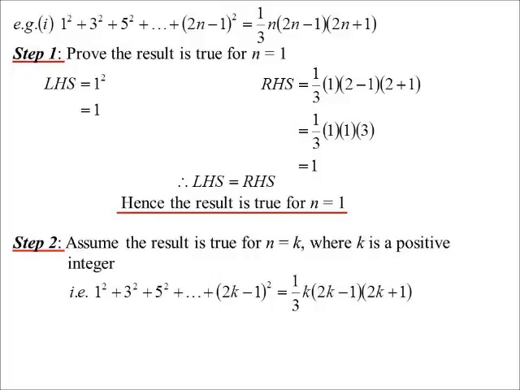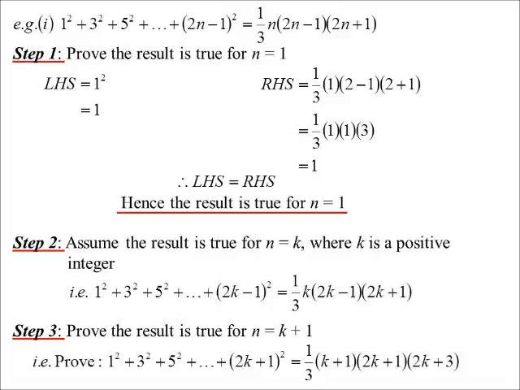So now I want to prove it's true for k plus 1. So again, I'll write down what I'm trying to prove. This time, everywhere there's an n, I'm replacing it with k plus 1. So 2n minus 1 became 2k plus 1. N is k plus 1, so 2n minus 1 is 2k plus 1. 2n plus 1 becomes 2k plus 3. So it's basically substituting k plus 1 into n. That's what we need to prove.